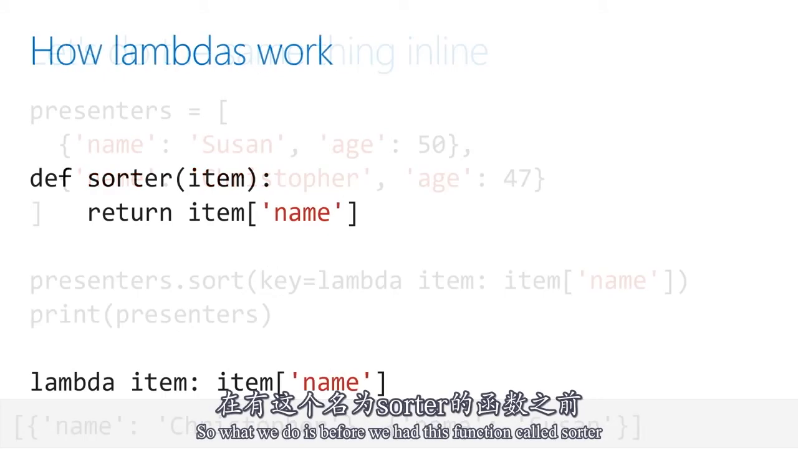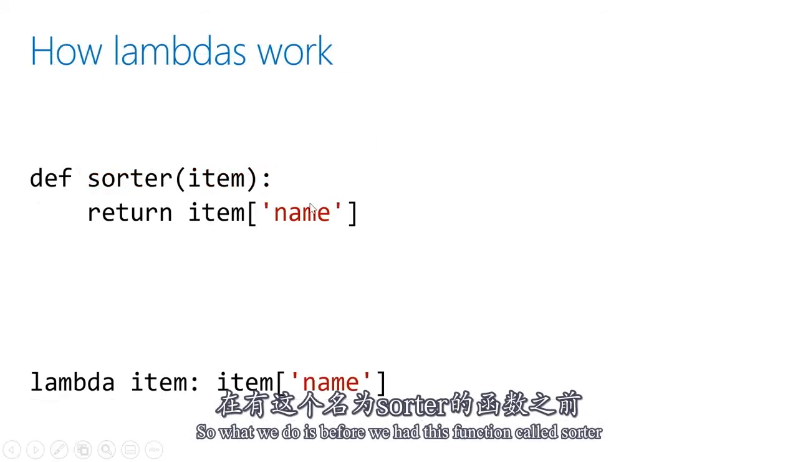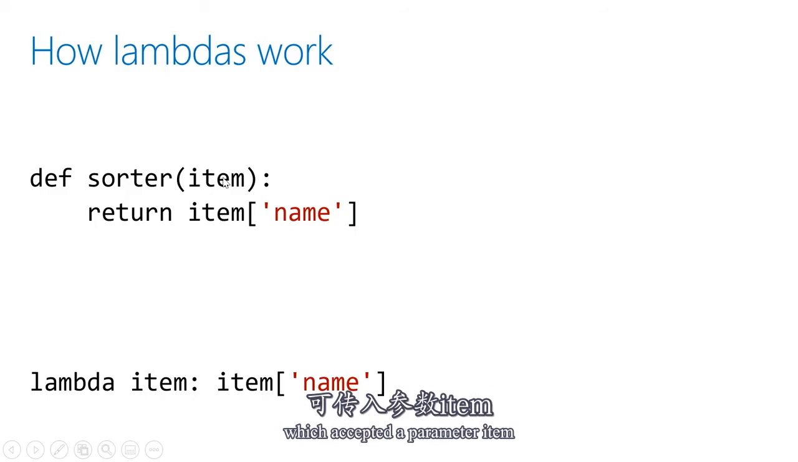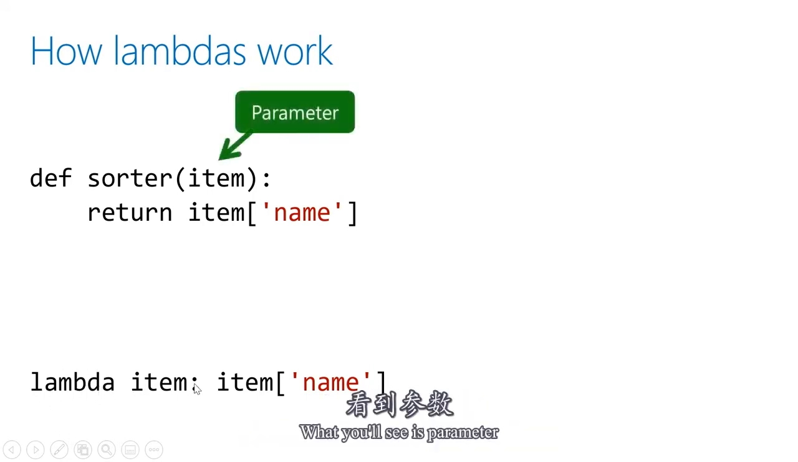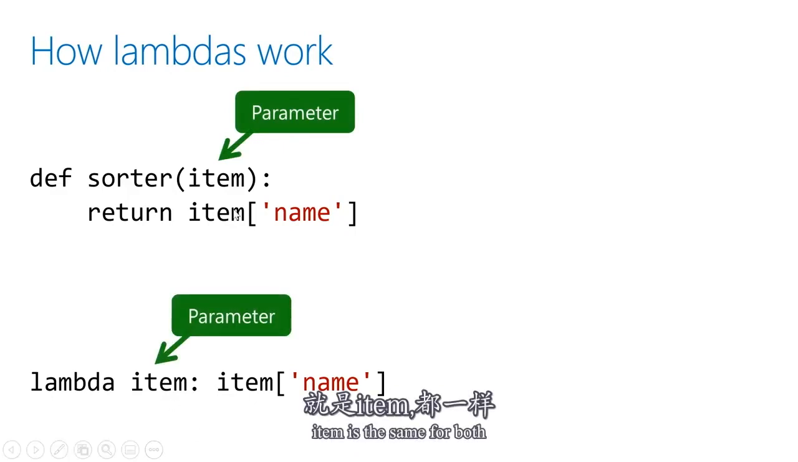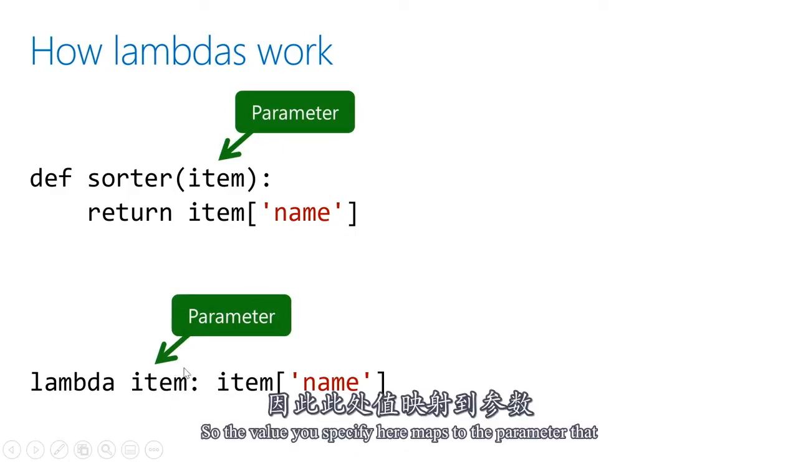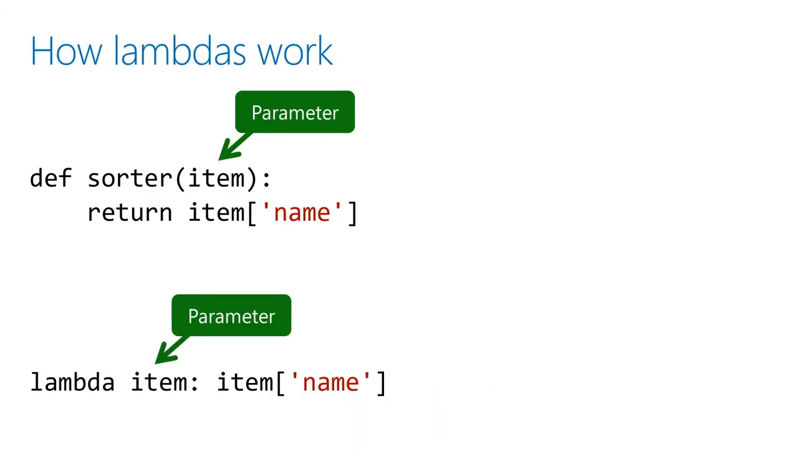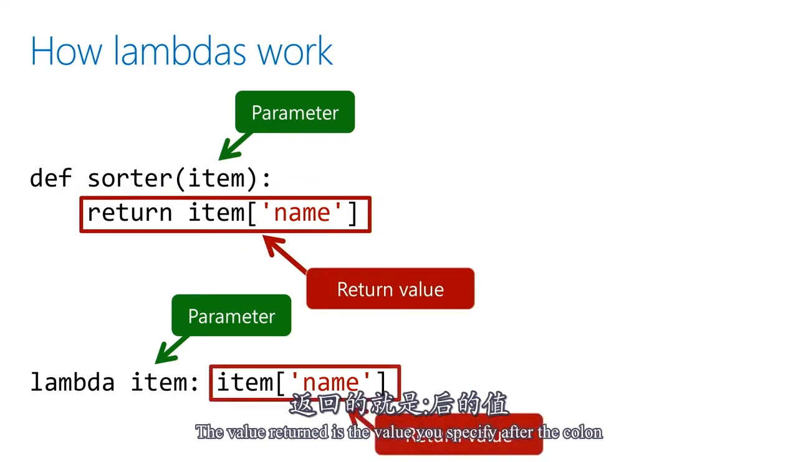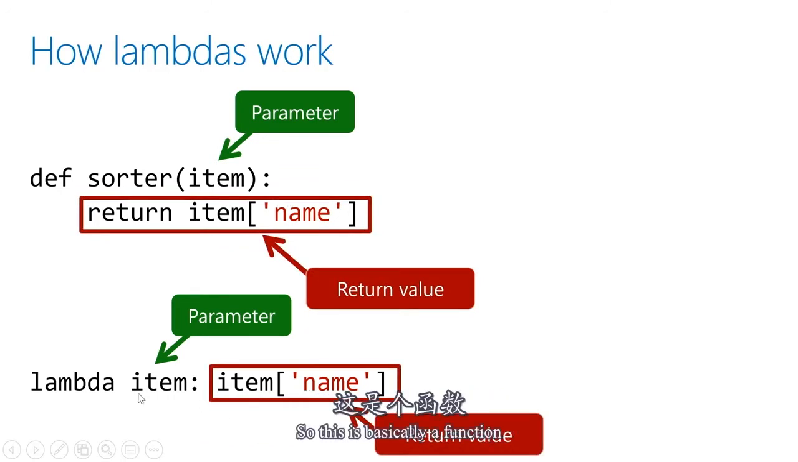Before we had this function called sorter, which accepted a parameter item, and it returned the item's name property. When you use a lambda function, you're just saying declare a lambda function, and what you'll see is parameter item is the same for both. So the value you specify here maps to the parameter that you would have been passing to the function if you declared it explicitly. And the value returned is the value you specify after the colon. So this is basically a lambda function that accepts a parameter called item and returns the item name.